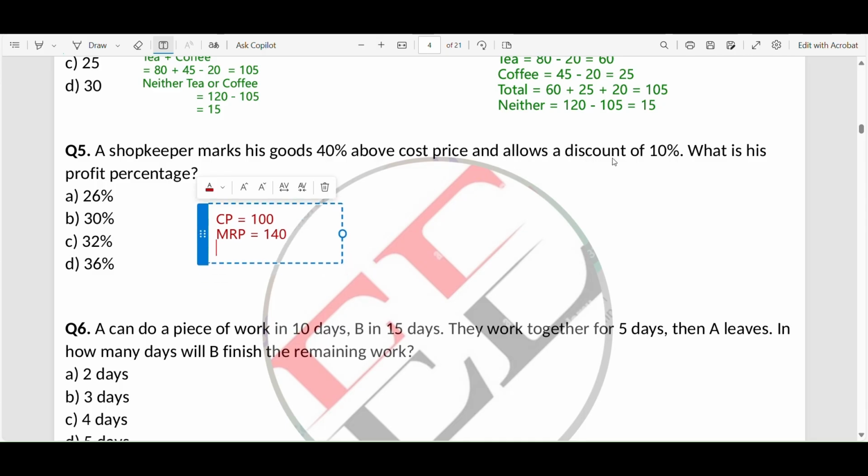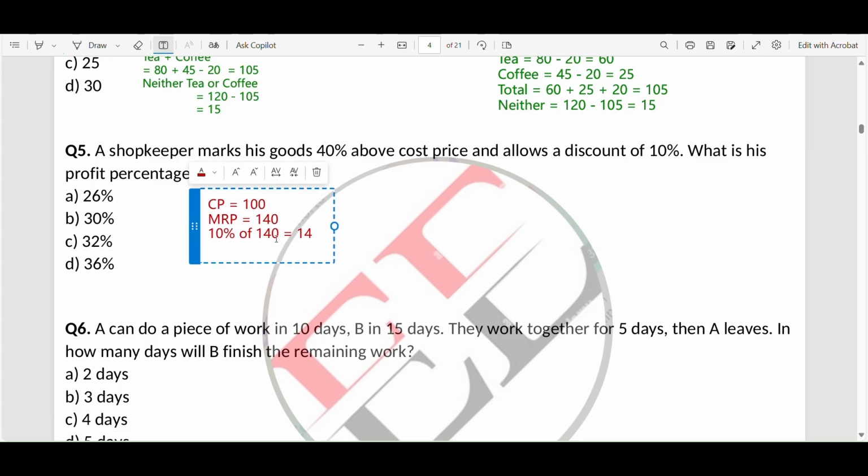yes, allows a discount of 10%. See, MRP is 140. From 140, he'll give a discount of 10%. So, 10% off 140 is 14. If you calculate also, you'll be getting 14. Okay.